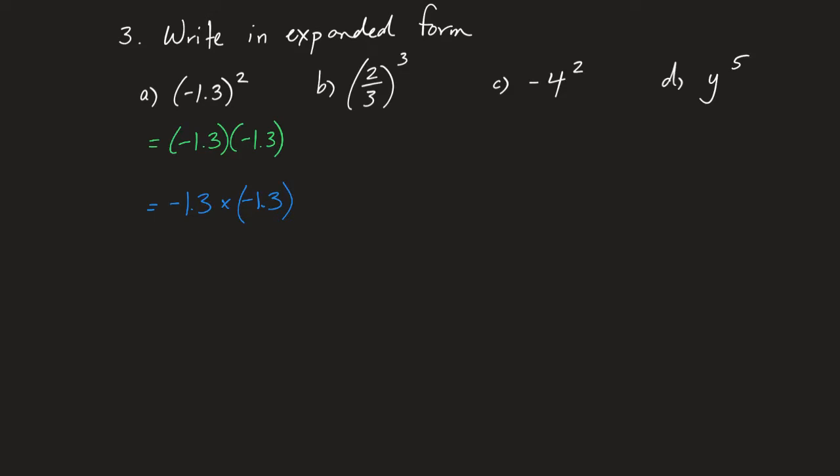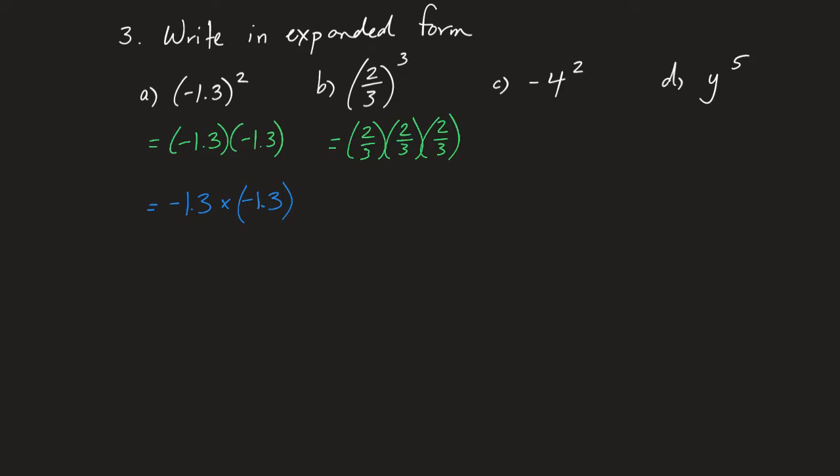Okay, we take a look at problem B. Now I have 2/3 all cubed. Well, then that's going to be a 2/3 times a 2/3 times a 2/3. Now we take a look at problem C. We have our negative 4 squared, and we're not going to fall into that trap. We probably recognize, and hopefully, given the last slide, that negative is not a part of the base because it's not inside brackets. And so my exponent of 2 only applies to the 4 and not to the negative.